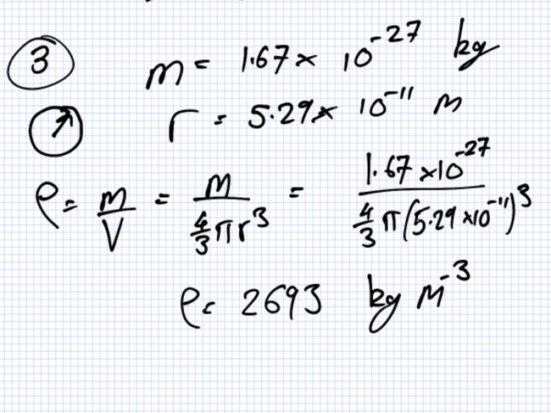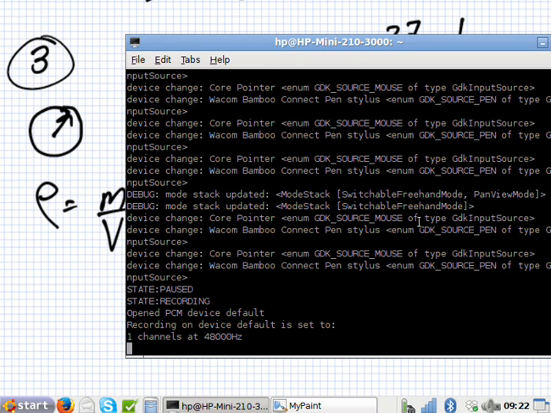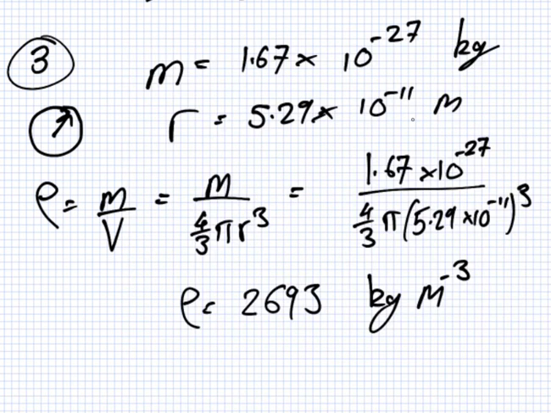So what did you get? 623. Good. Yeah, 623.7 centimeters squared. That's okay as well, isn't it?